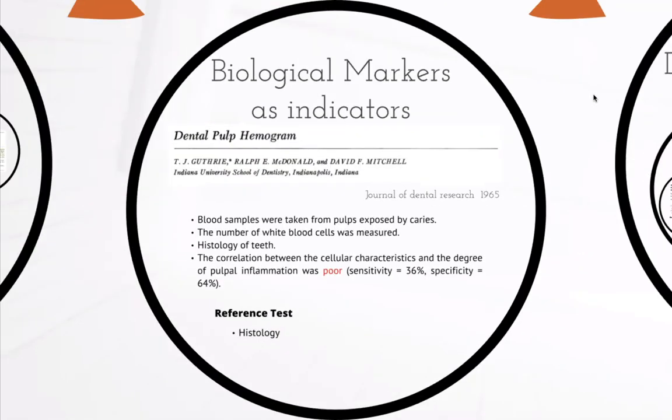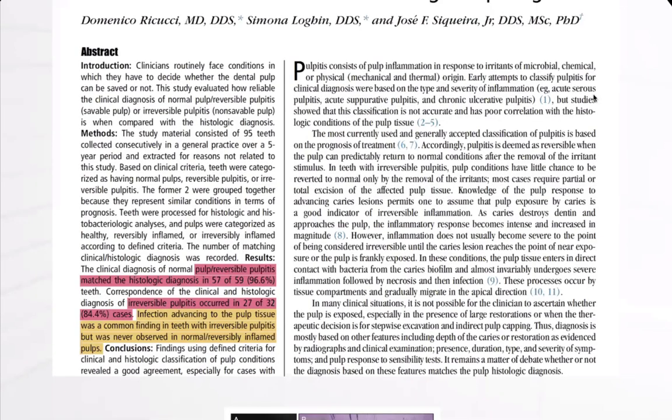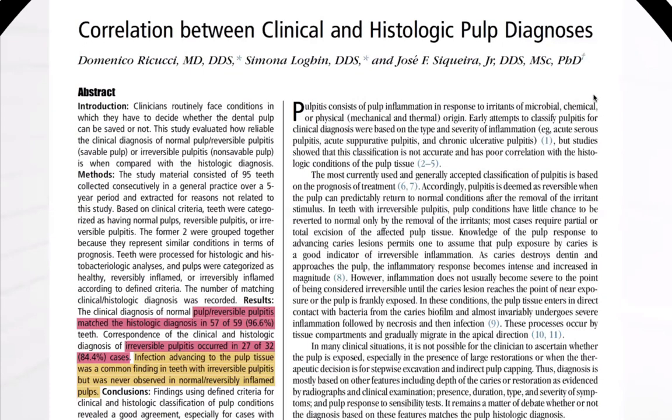Now, before I go, the problem with this paper is that they didn't explain why so many pulps go to necrosis without any symptoms. That's number one. So we cannot really rely on this study unless it's repeated in different places.